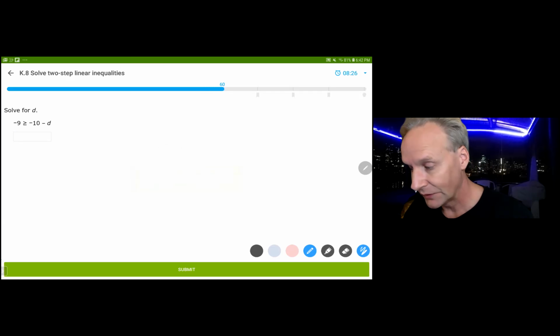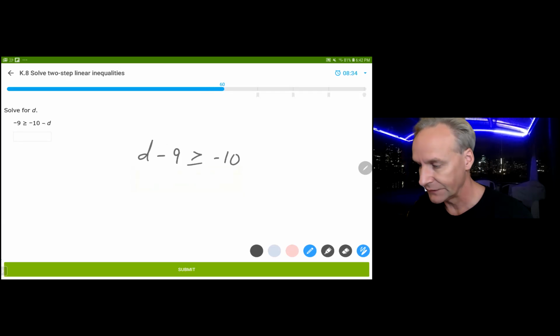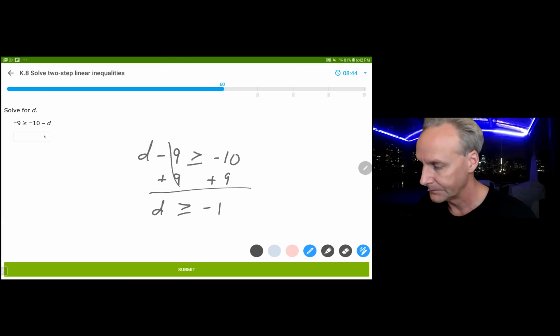I'm going to add D to both sides, so I get D minus 9 is greater than or equal to -10. There are other ways of dealing with this negative D, but it's a lot easier the way I'm doing it. I'm going to add 9 to both sides, and I'm done. D is greater than or equal to -1.